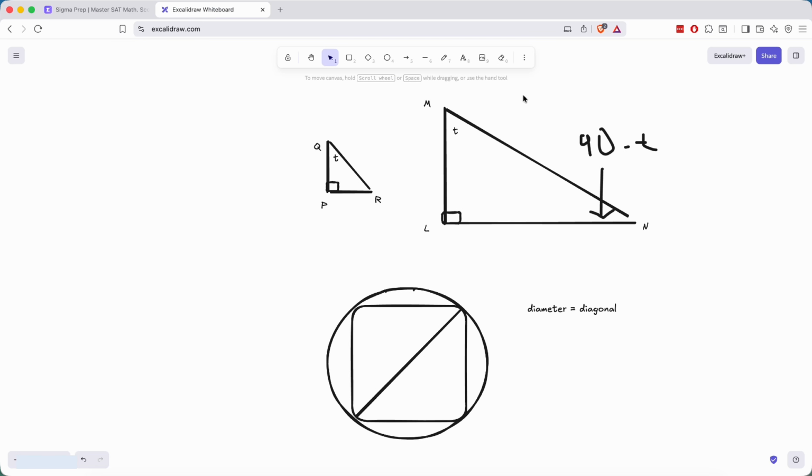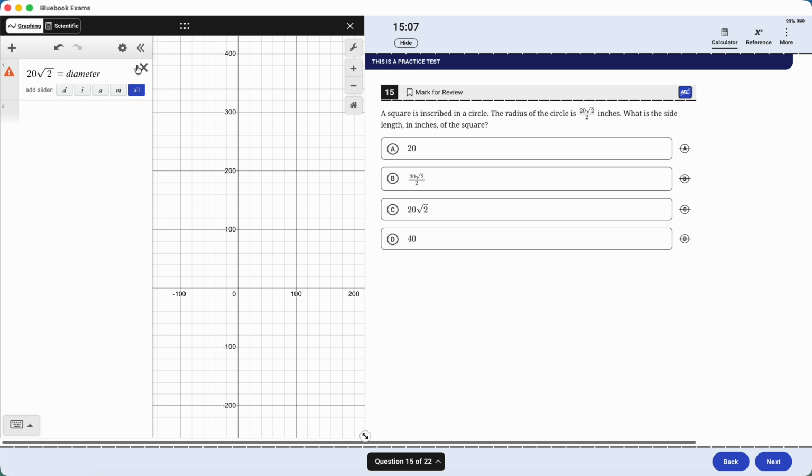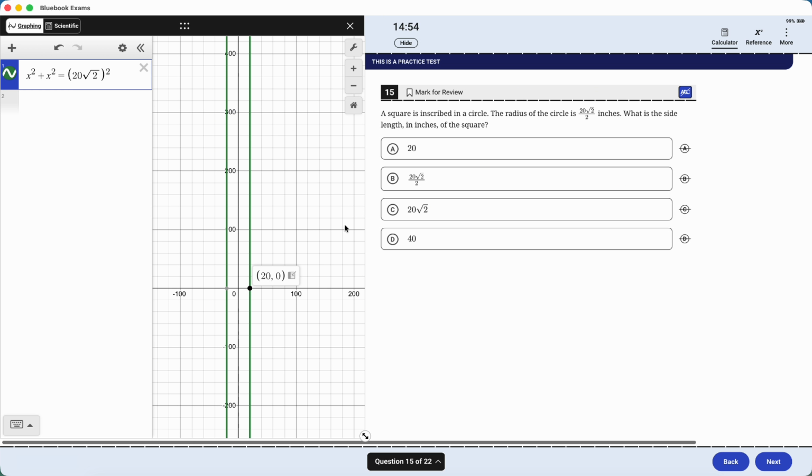So a couple ways you could do this, right? So here again, we know this is 20 square root 2. All right, and so the two ways that you could do this is you can just do Pythagorean theorem. This is a square, so these sides are the same. I can just do this in Desmos: x squared plus x squared equals this squared. So I'll show you that. Desmos will just do Pythagorean theorem for you, right? So it was 20 square root 2, and then squared, right? So then I could just click on it and you see I get 20.